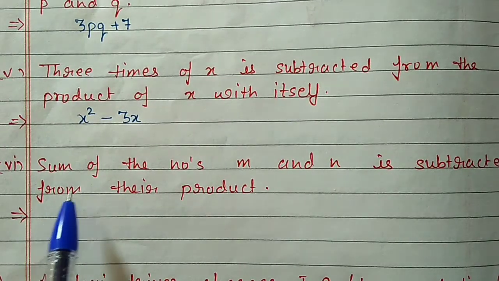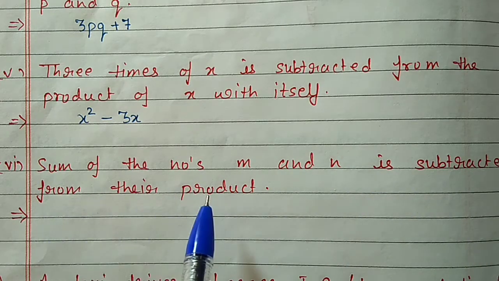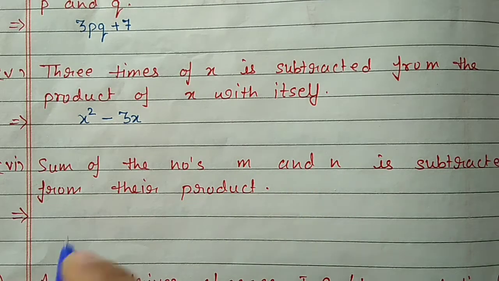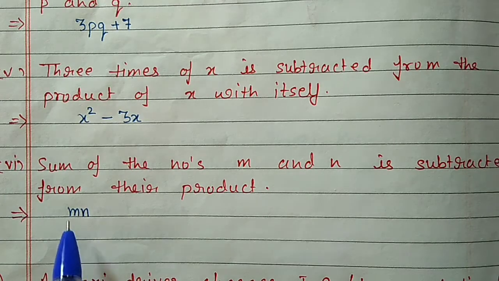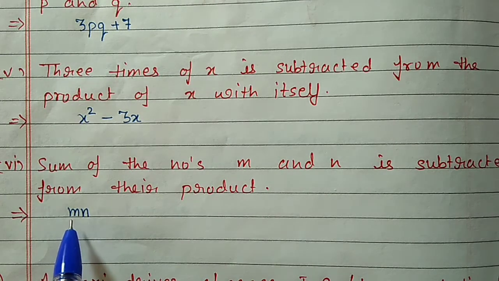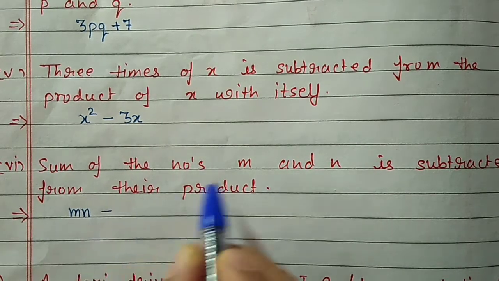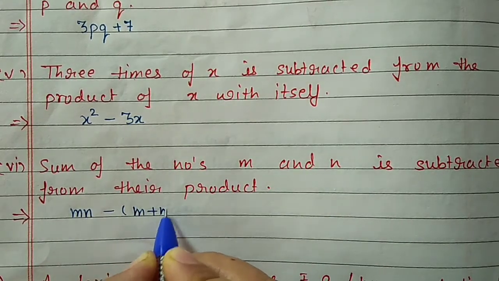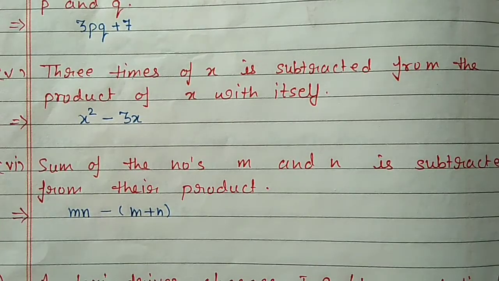Next, sixth part. The sum of the numbers m and n is subtracted from their product. From their product means we have to multiply these numbers. From their product means mn. In algebra it's not compulsory to mention the multiplication symbol. If it is written mn, it means we have multiplied m and n. So from mn we have to subtract the sum of these numbers. The sum of these numbers means m plus n, which we will keep in brackets because this whole thing we have to subtract.